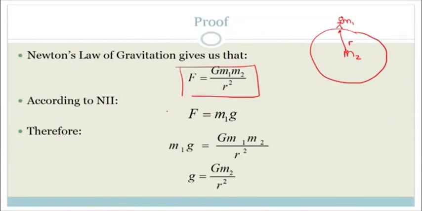Then we could also, using Newton's second law, say that the force that this man experiences, F, equals the mass of the man times acceleration due to gravity, right? Therefore, we can say that m1g, that F, is equal to that F. We're saying that the F's are equal. The force due to Newton's law of gravitation and the force due to Newton's second law of motion are equal. But the mass of the man is the same in both cases, so we can cancel them.